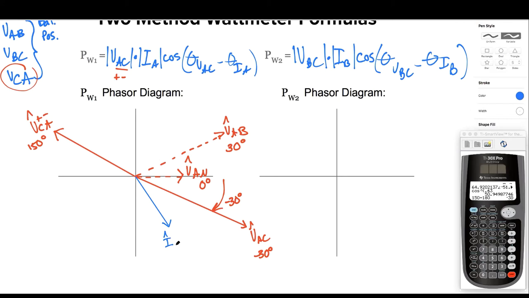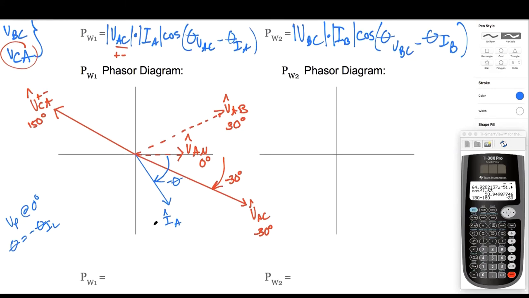So if we say IA is lagging, what's my angle right here? Remember, my A phase voltage is at 0 degrees. This is going to be equal to what? Negative theta, right? Remember when VP is at 0 degrees, theta IL equals negative theta. Remember that? That came up a couple times, and it's also from the leading lagging cheat sheet. Okay, so how do we find theta VAC minus theta IA?